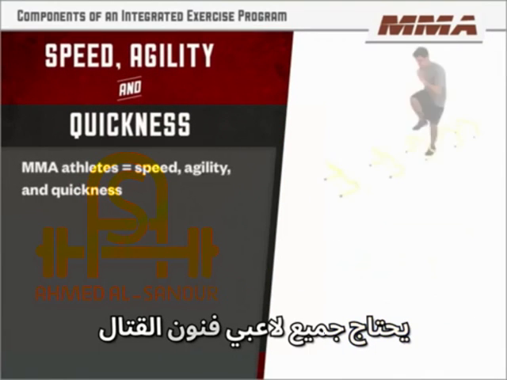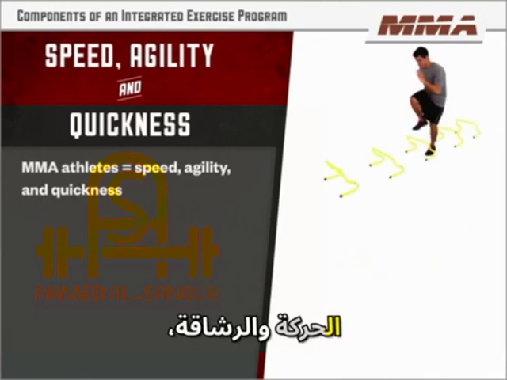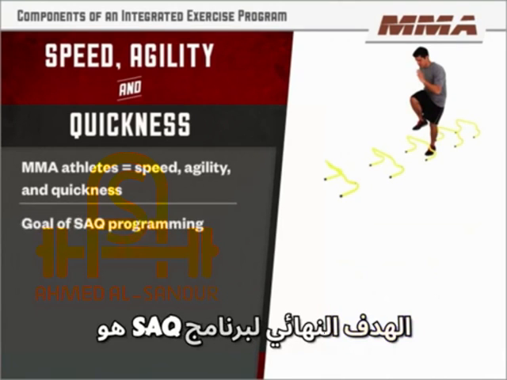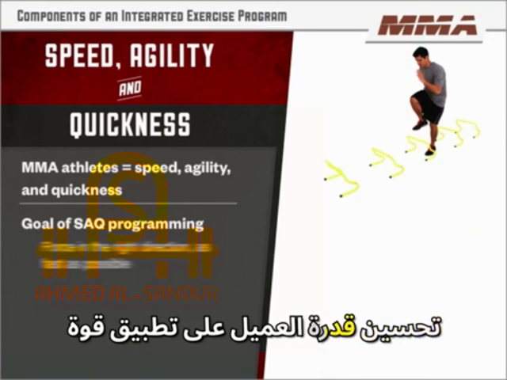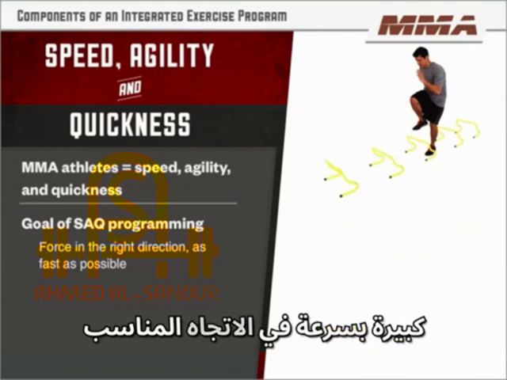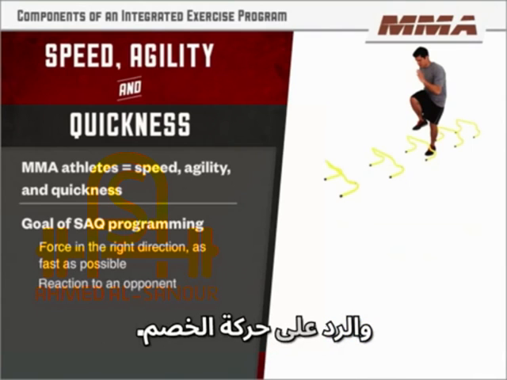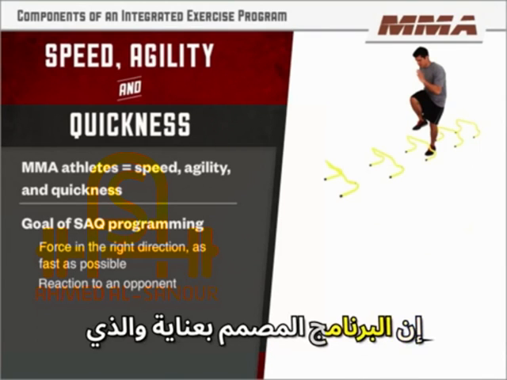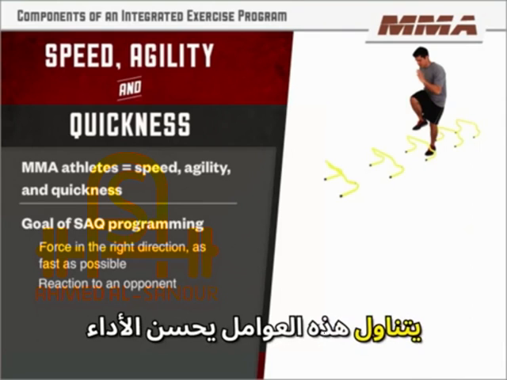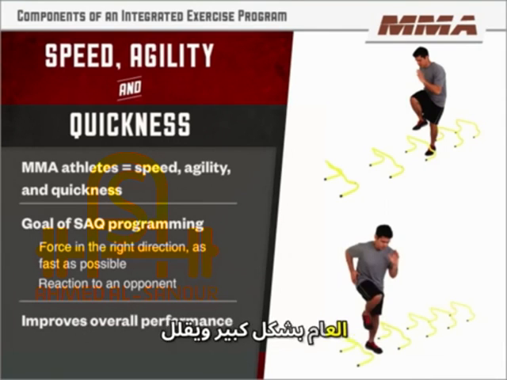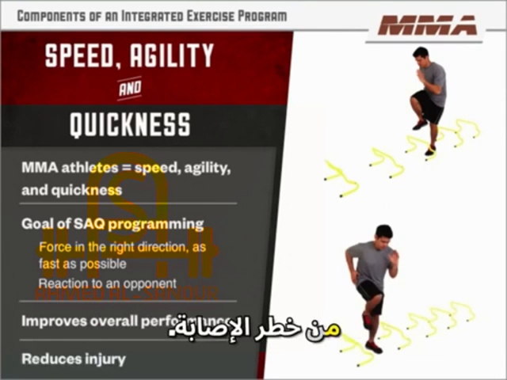All MMA athletes need speed, agility, and quickness, also called SAQ, to succeed. The ultimate goal of an SAQ program is to improve a client's ability to apply significant force rapidly in the appropriate direction and to react to an opponent's movement. A carefully designed program that addresses these factors significantly improves overall performance and reduces the risk of injury.